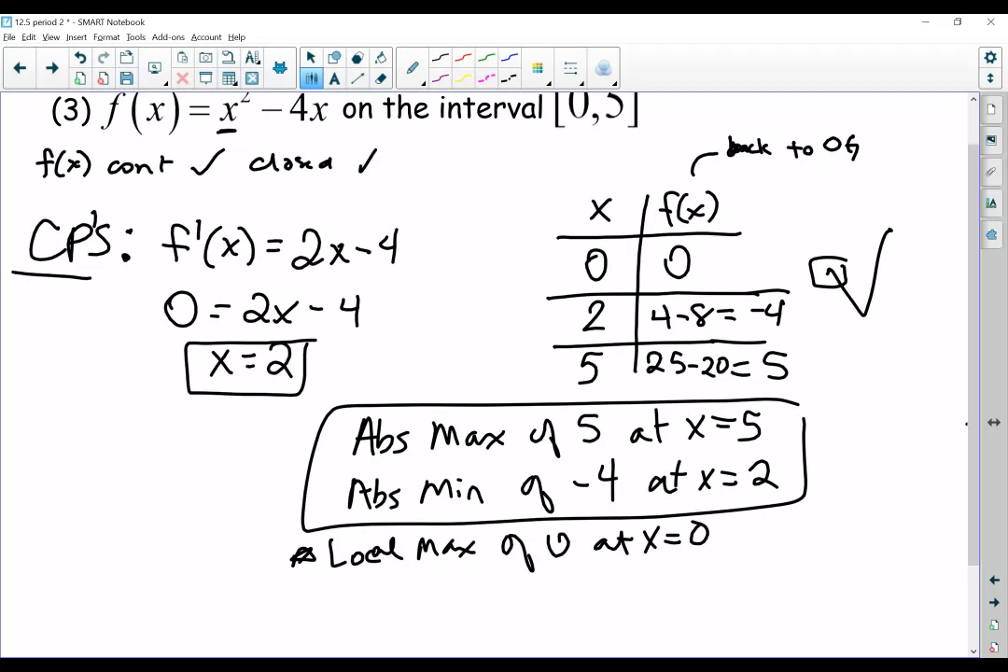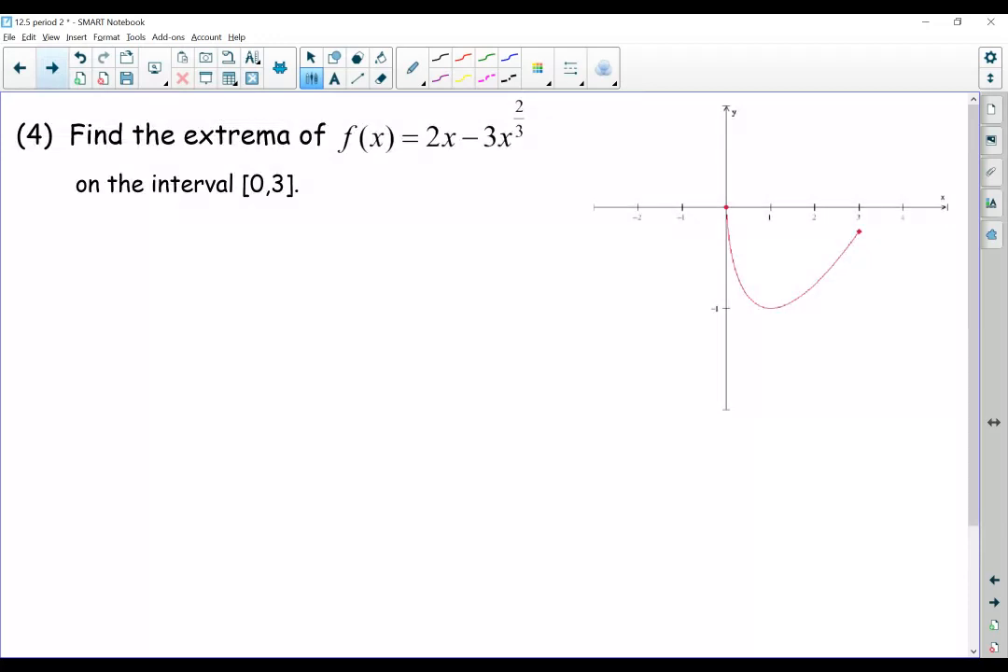Okay, let's try another one. So we want to find the extreme values of this function. I'm going to check, is it continuous? Yes, I graphed it for us. Isn't that nice of me?